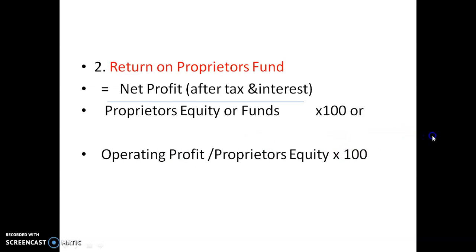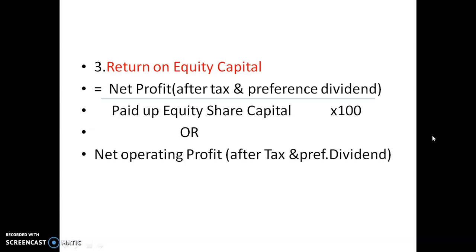Next combined ratio is a return on equity capital. This is the third combined ratio, a return on equity capital. This ratio indicates the rate of earning on the equity or ordinary share capital. Equity share capital is also known as the ordinary share capital, and a return on ordinary share capital is calculated with the help of this ratio, that is the return on equity capital.